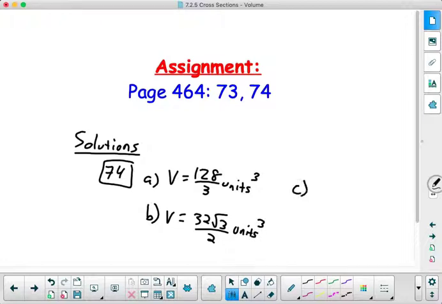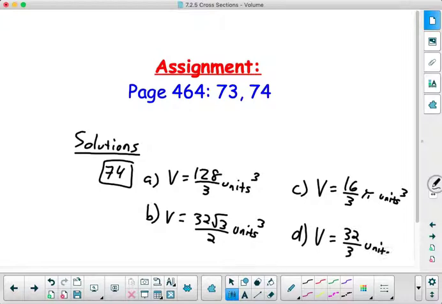Problem C ends up being volume is 16/3 pi. I think that's a semicircle one. And D, the volume ends up being 32/3 units cubed. So take a look. If worth writing those down, write those down so you have a way to check your answers, make sure you're on the right track, and see if you can get to those outcomes.